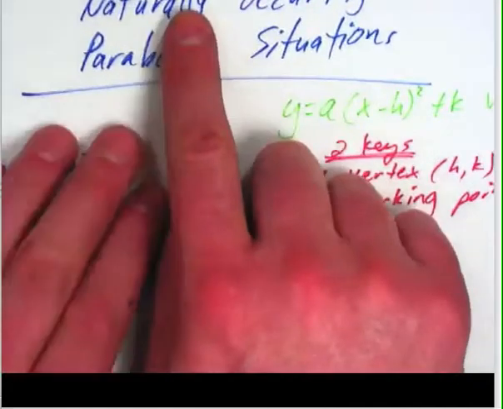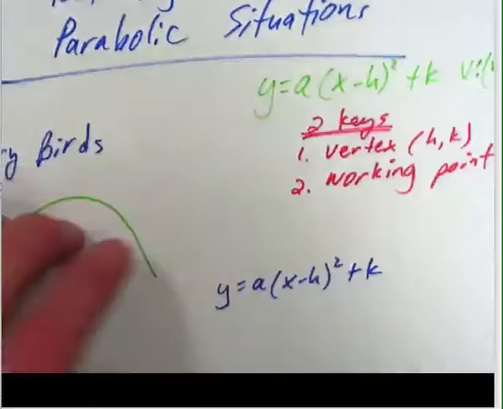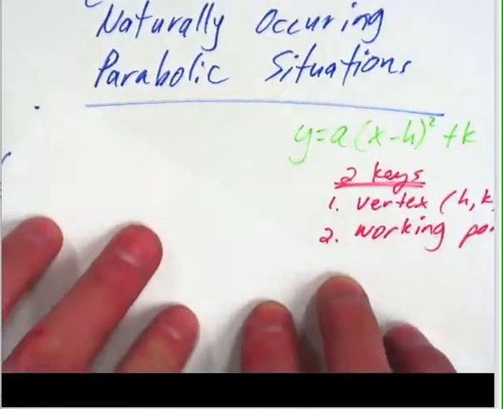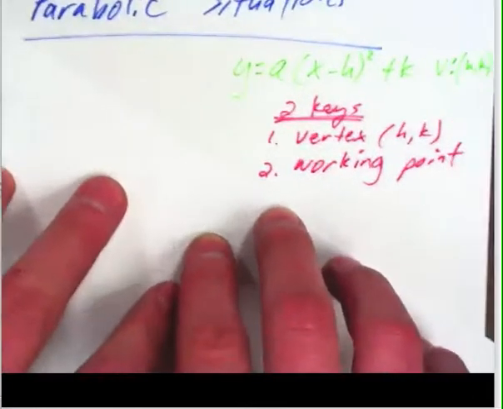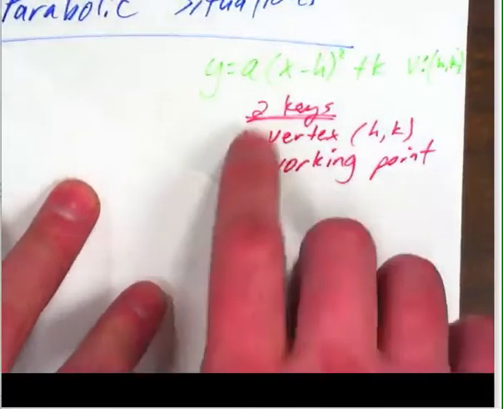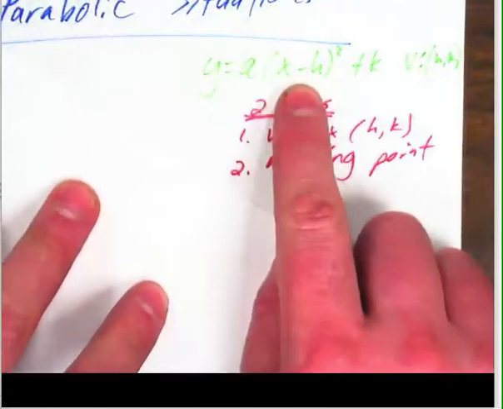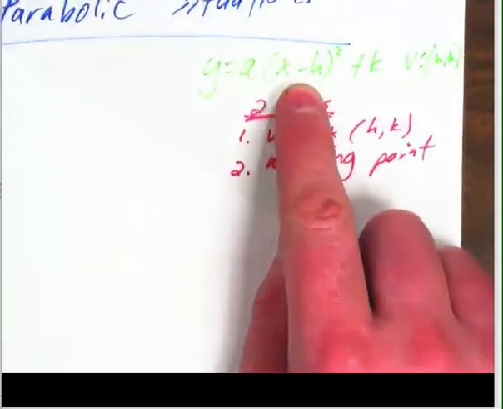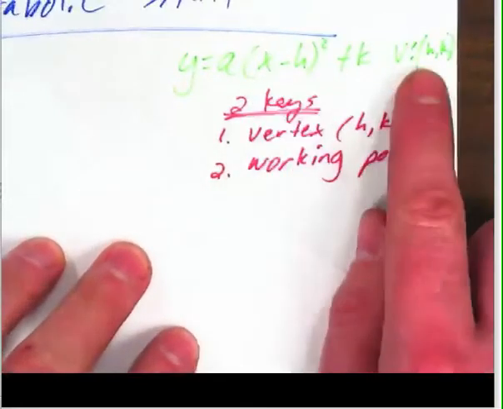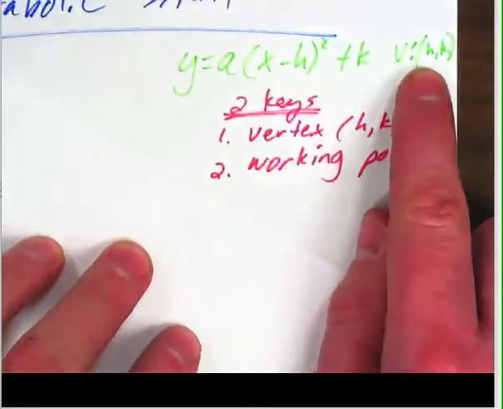So writing equations for these comes from the most important thing that you need to remember for parabolic situations, which is the graphing form of a quadratic. So that's this: y equals a times (x minus h) squared, and then plus k, where the vertex is located at the point h comma k. That's the location of the vertex.